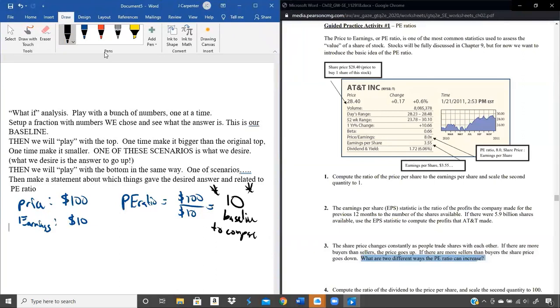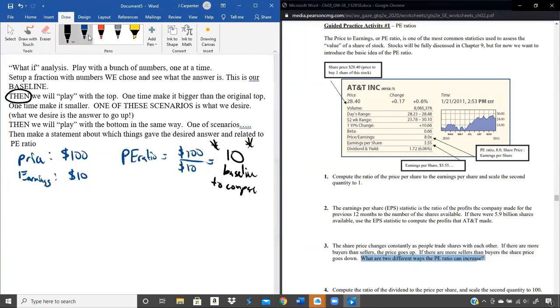So now what we're going to do is play with the top. So in this 100 over 10, I'm going to one time change the 100 to a bigger number. Then I'm going to one time change that 100 to a smaller number. So in a different color, so let's go with, so this is us playing with the top.